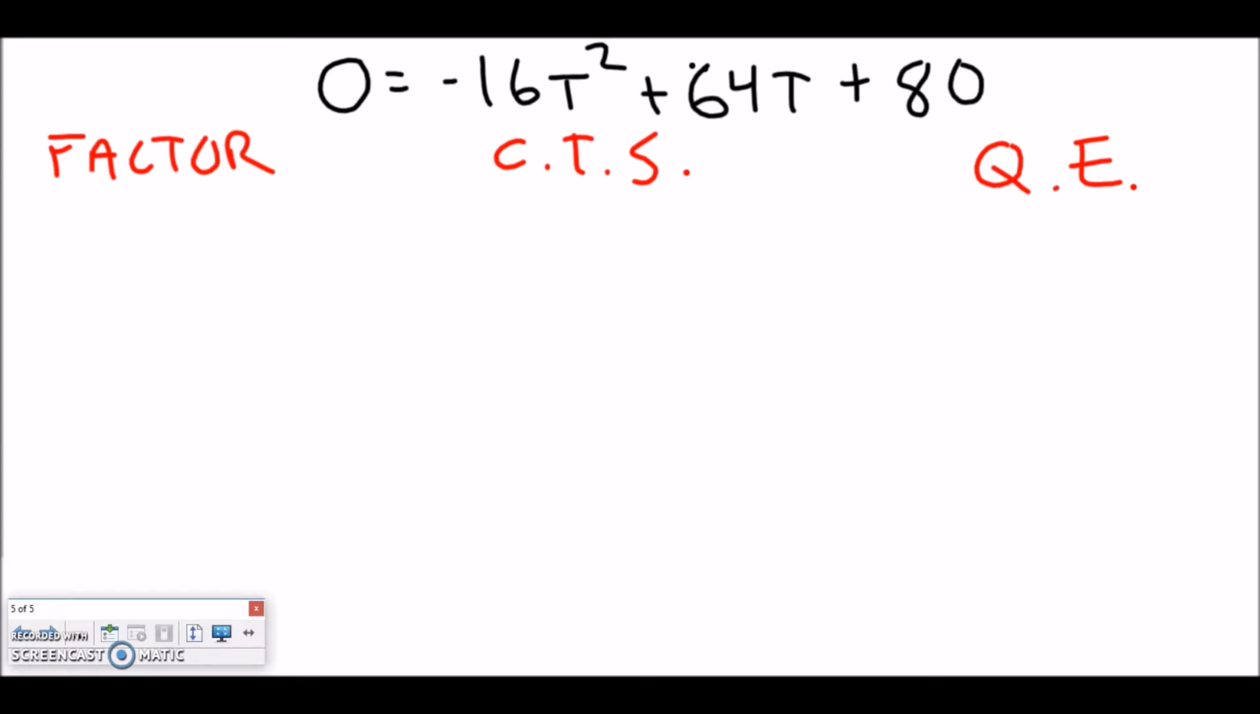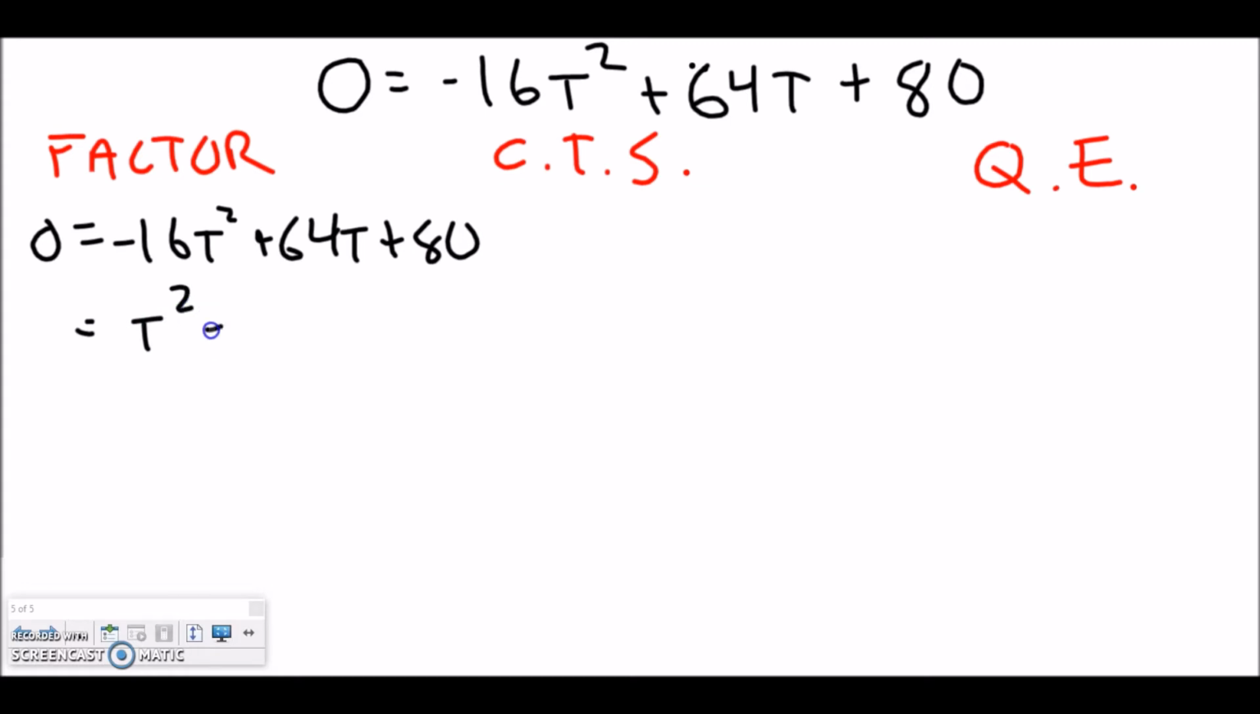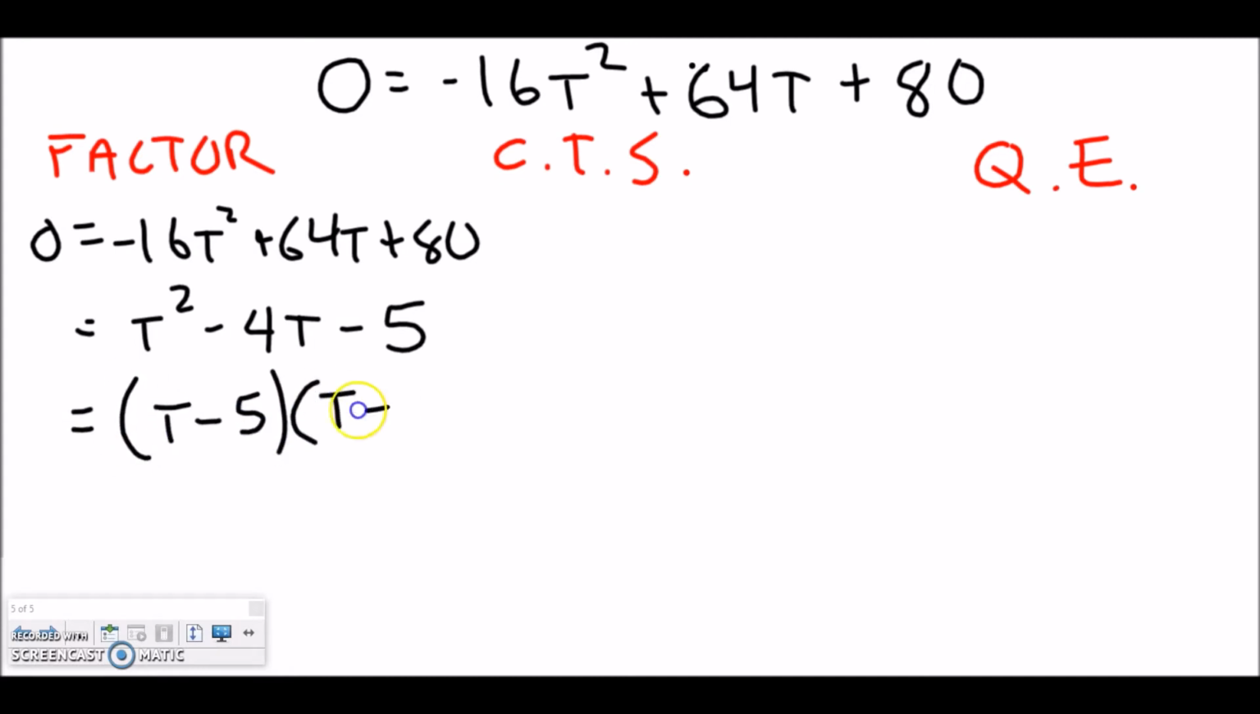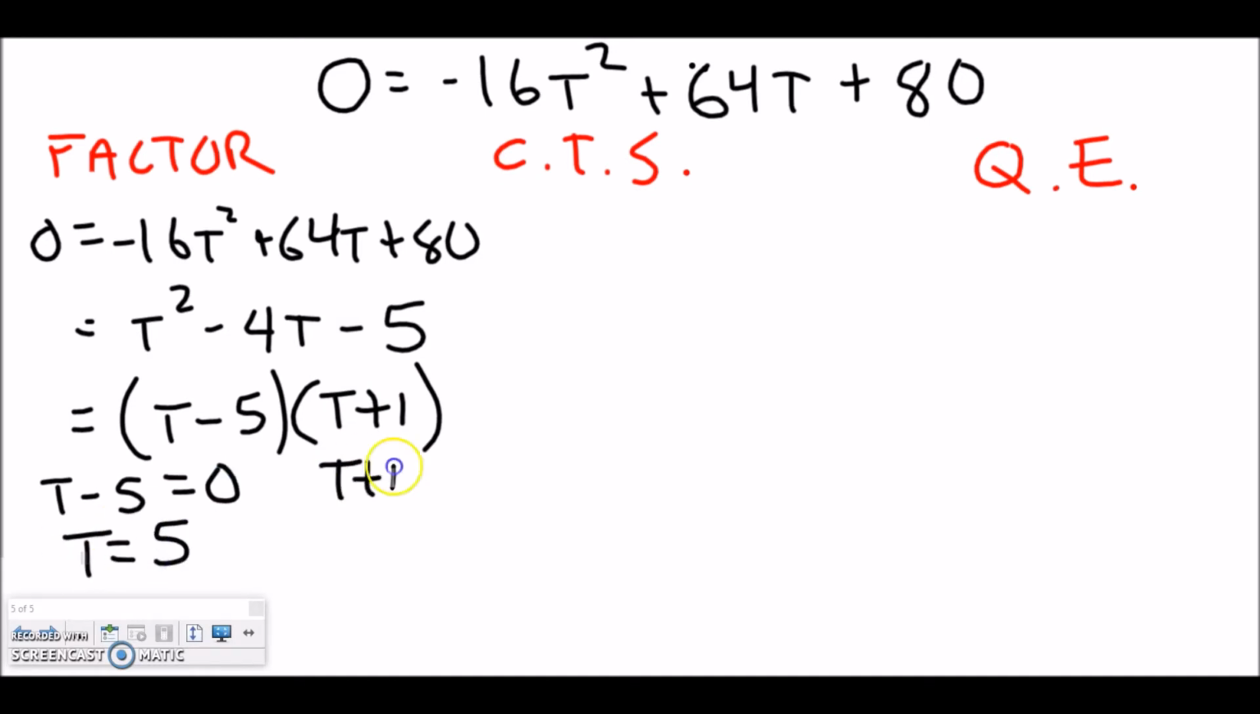All right, so let me factor. I have my equation, and I notice that I can divide everything by a negative 16. And look how easy that equation becomes. If I divide everything by a negative 16, t squared minus 4t minus 5. This factors to (t minus 5)(t plus 1). T minus 5 equals 0, so t equals 5. T plus 1 equals 0, t equals negative 1.